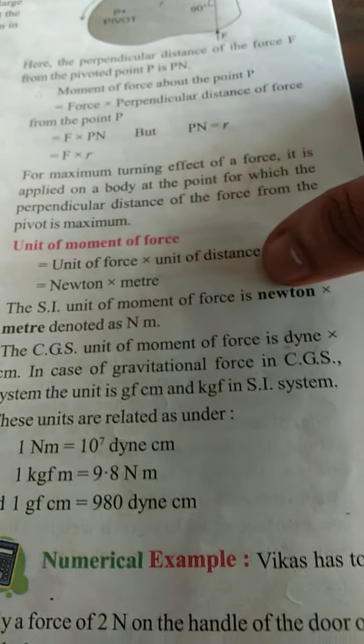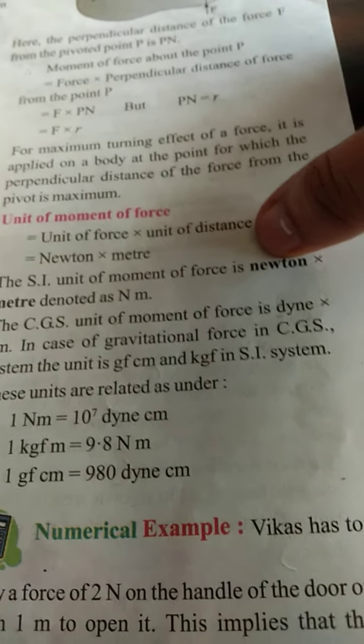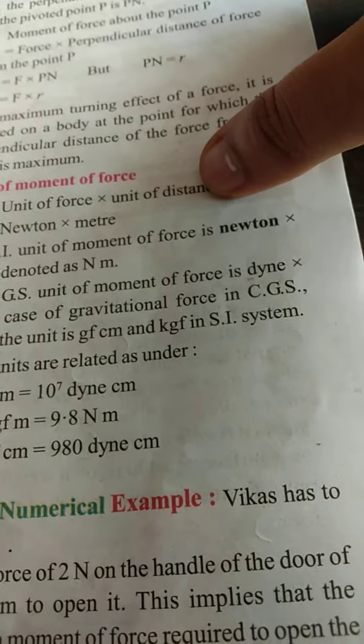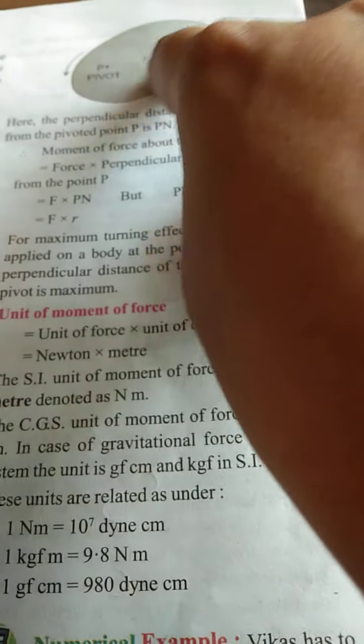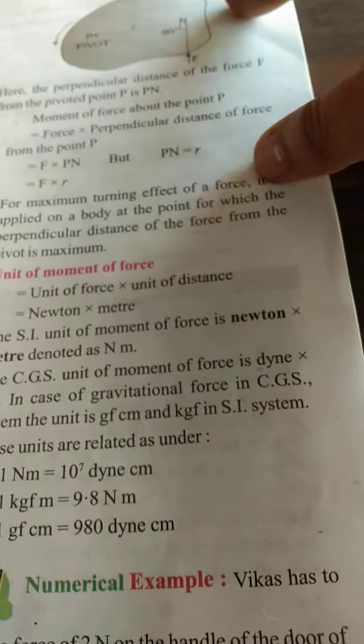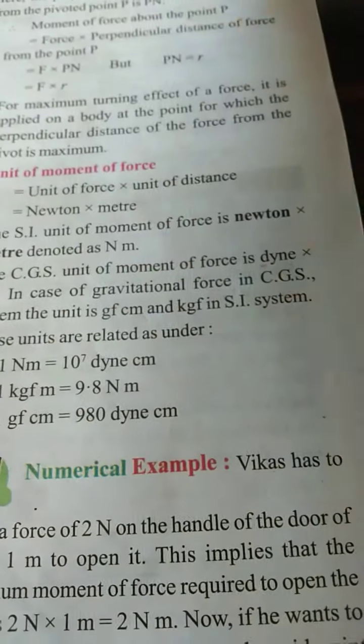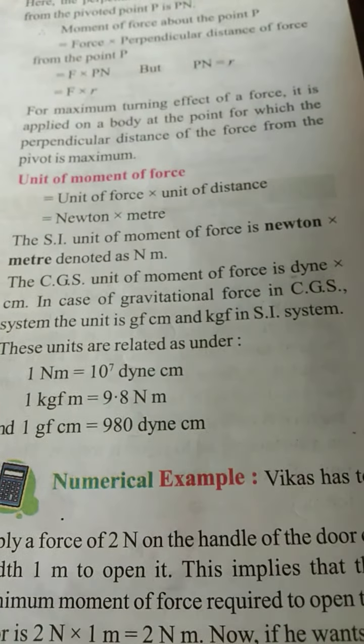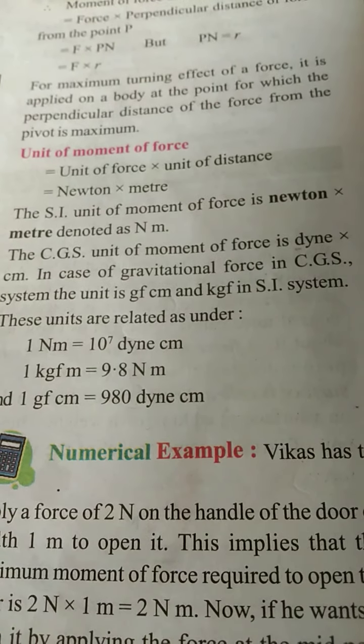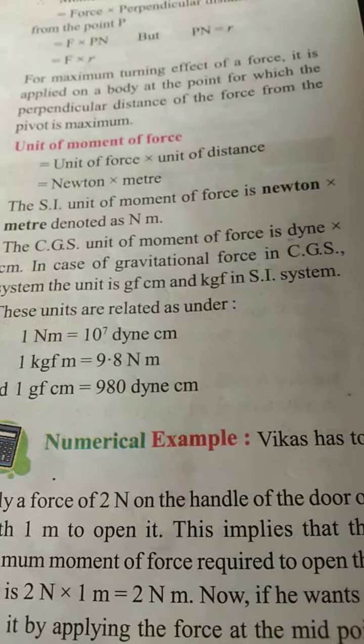Unit of moment of force. The unit of force is Newton, and PN is the distance. Distance is measured in meters or centimeters. So the SI unit is Newton meter. In CGS, the unit of moment of force is dyne into cm.